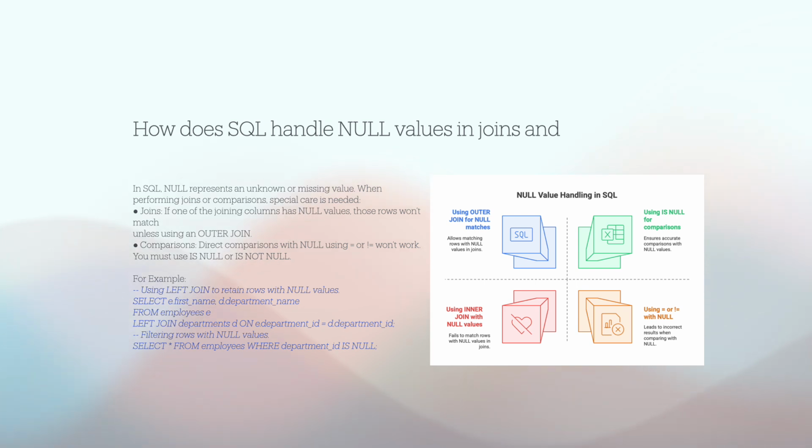When performing joins or comparisons, we have to be very careful. When we are using joins, if one of the join columns has a null value, those rows won't match unless using an outer join, because an outer join fetches every record from both the tables. Direct comparisons with nulls using equal to, not equal to won't work. We will try executing this. You must use is null, is not null. So example queries are here. How do you handle nulls is what we need to practice.